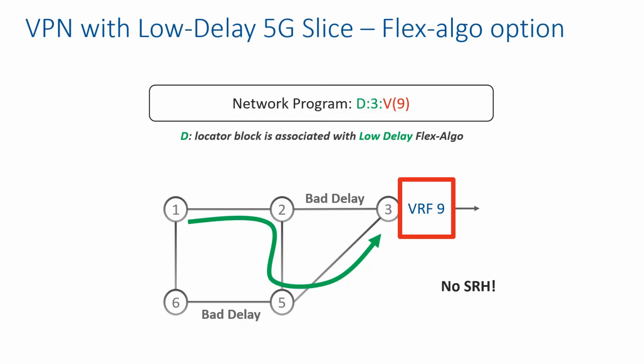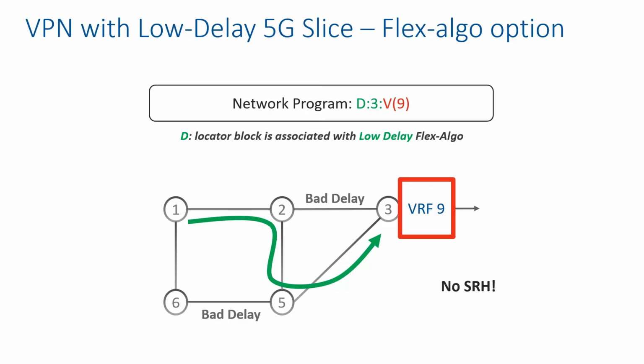The packet will get to node 3. Node 3 will say, hey, D3/64, it's me. So I am able to decode the function in the remaining bits of the instruction that is in the destination address. And I see that this is a VPN function, so I decapsulate and I look up the inner packet in the VPN table number 9.